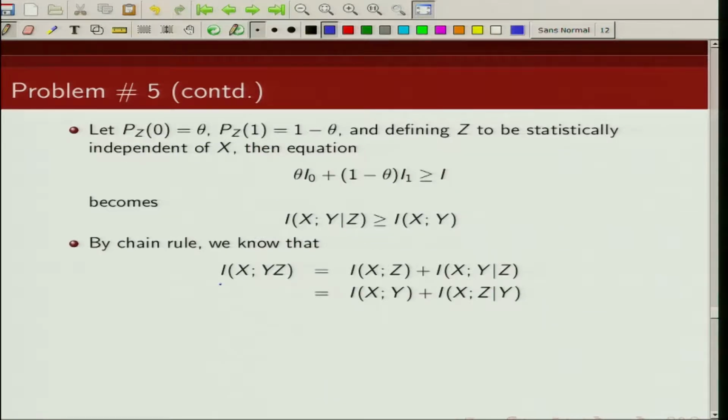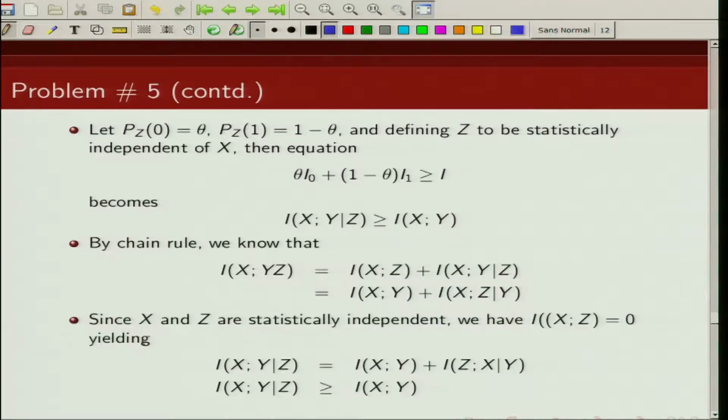Now using the chain rule, we can write mutual information between x and yz as mutual information between x and z plus mutual information between x and y given z. Now if we apply the chain rule in another way, we get this as mutual information between x and y plus mutual information between x and z given y. Now since x and z are statistically independent, mutual information between x and z will be 0. So this term will be 0.